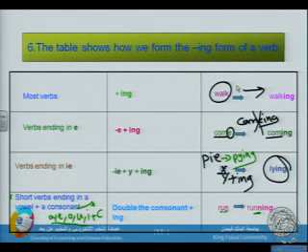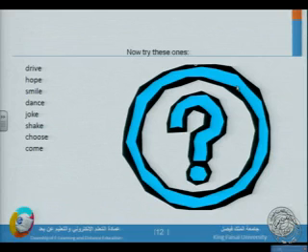So these are some spelling rules for the present progressive. Please pay attention to these points.